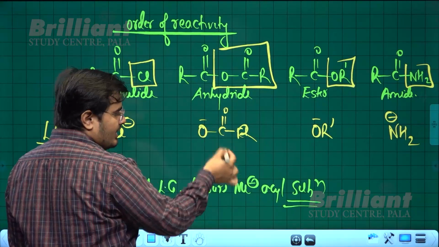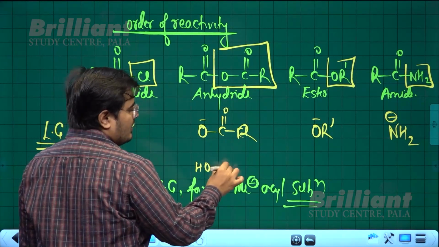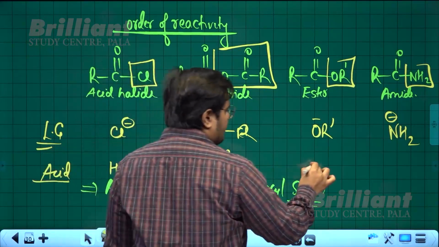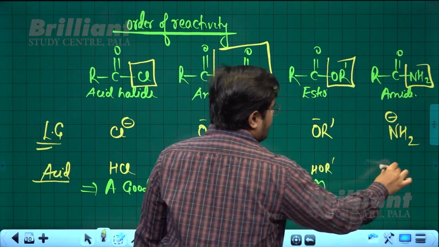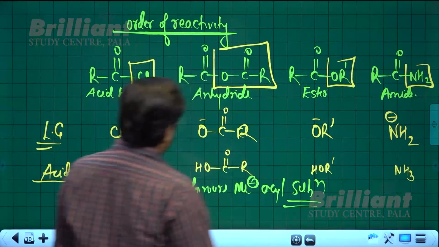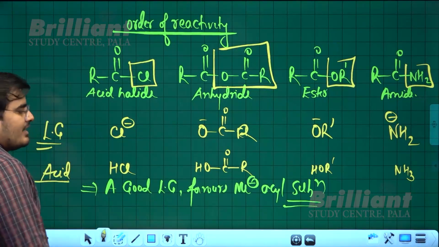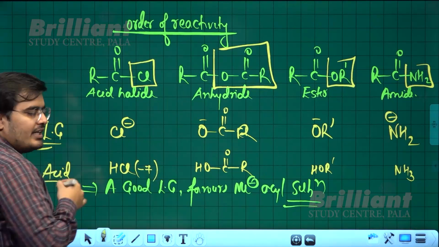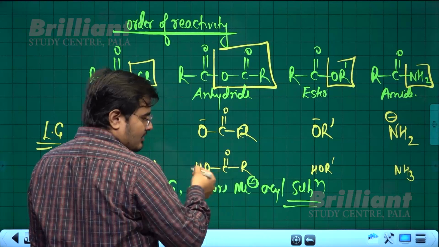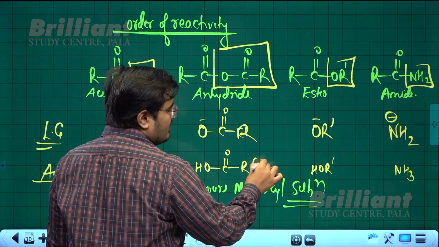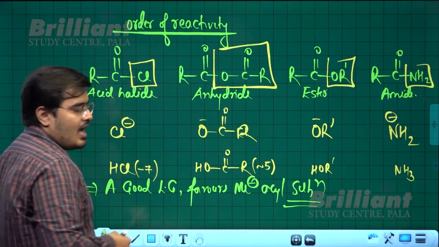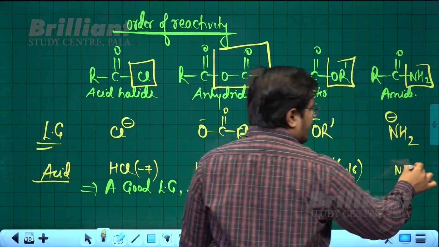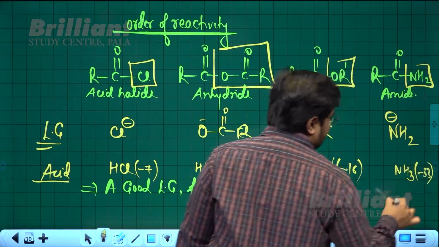If I write the corresponding acid of RCOO minus, it will be RCOOH. This will become HOR', and this will become ammonia. If I write the pKa values of these acids, then the pKa value of HCl we know is around -7. Carboxylic acid has a pKa around 5. Alcohols will have pKa values around 16 and NH3 has a pKa around 33.